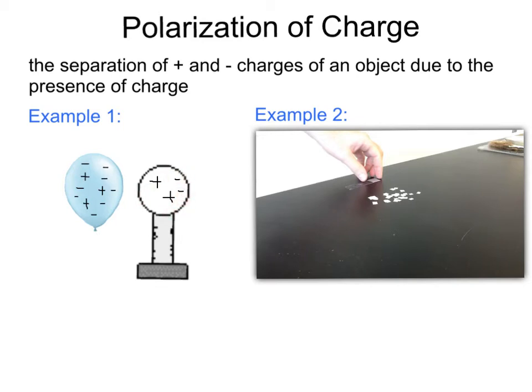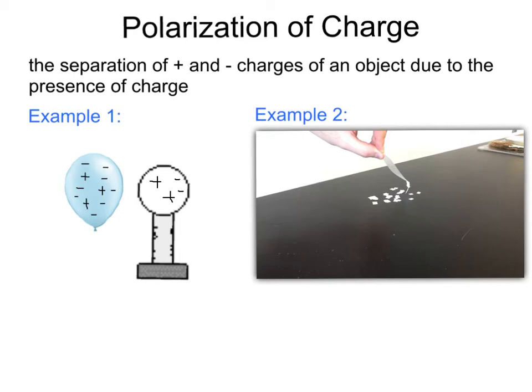Let's take a look at a second example using Scotch tape and bits of paper. Here I bring a charged piece of tape near bits of neutral paper, and let's see what happens. If you notice, the papers are attracted to the tape. And let's see if we can get a piece of paper to stand up. Oh, right there is good.